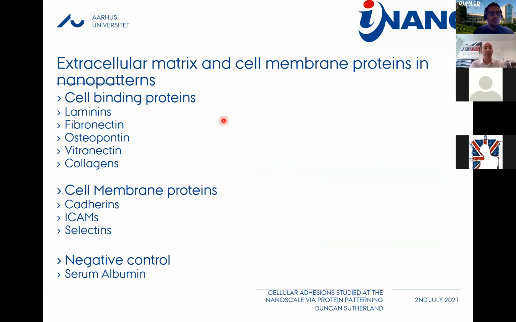So we've been working on this for a while. We are able to pattern different extracellular matrix proteins. So we've worked with a range of those. We also have been working with cell membrane proteins, and you don't have the full membrane protein, but you take the ectodomain and orient it on the surface. And then also just to point out that we would typically use something like serum albumin as a control. So we would have patterns of the same type, but with albumin.